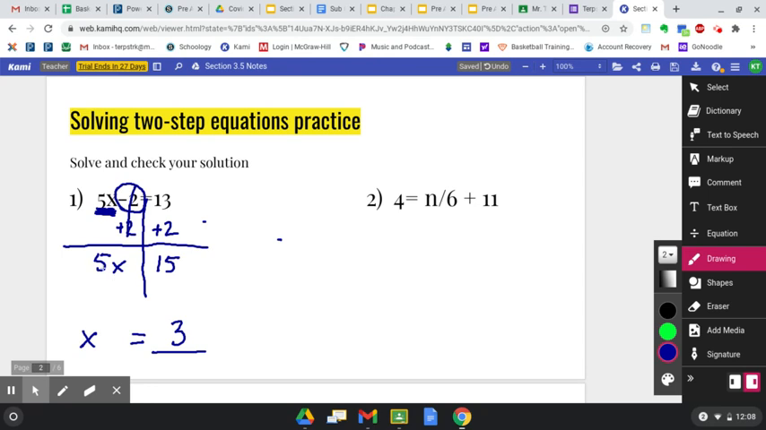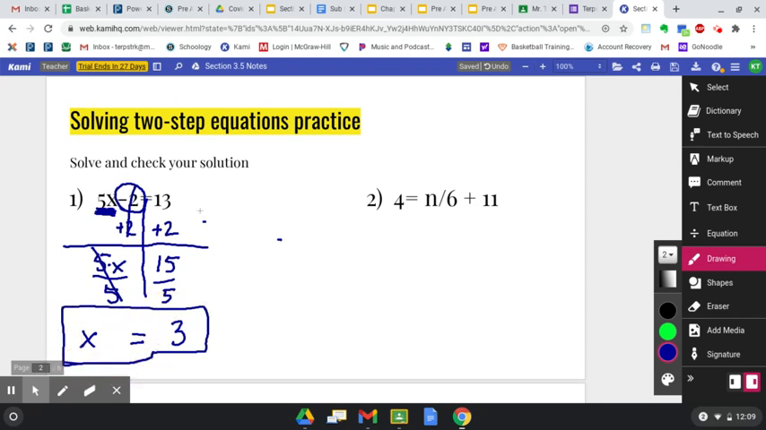And so then this is a multiplication problem over here. So to inverse that, I would divide both sides by 5. Right? So that would be 1x, right? That's what I wanted, to isolate it down to 1x. And 15 divided by 5 is 3.